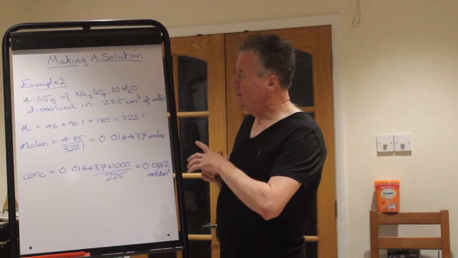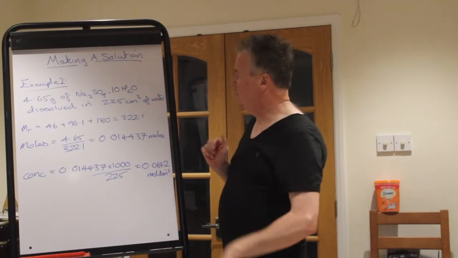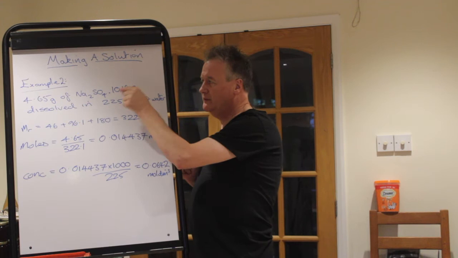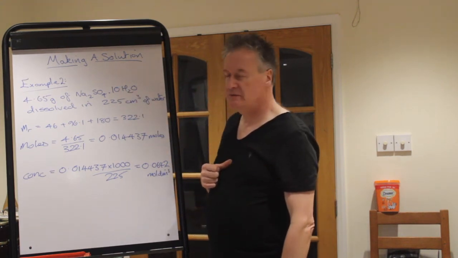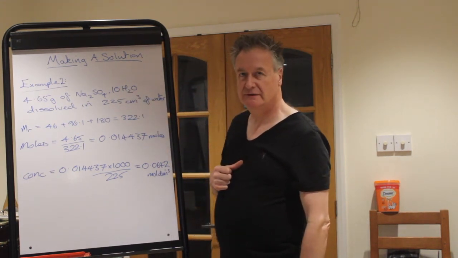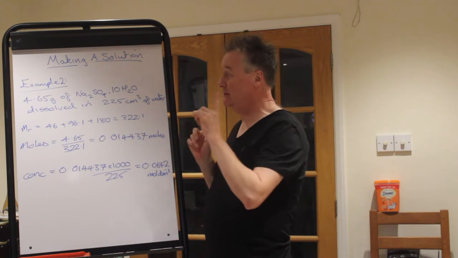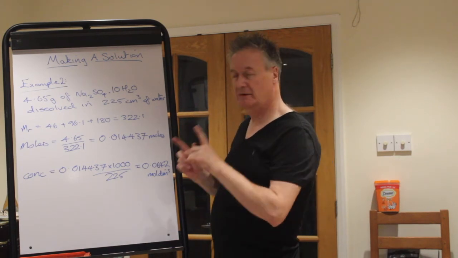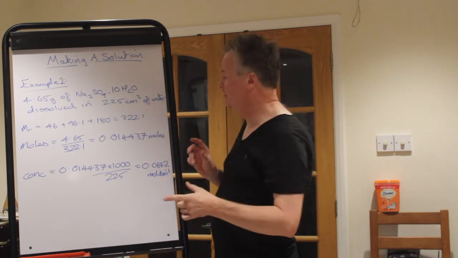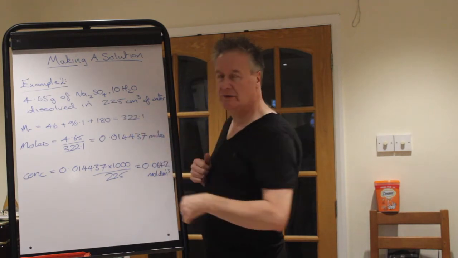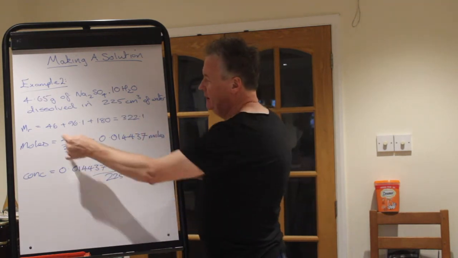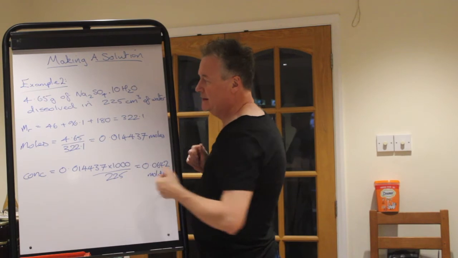So here is example 2, slightly more complex a substance, so 4.65 grams. This is sodium sulfate decahydrate. What that means in terms of working out the formula mass is why I put it up here as an example, and it's 225 centimetre cubed of water. So firstly you need to work out the formula mass.